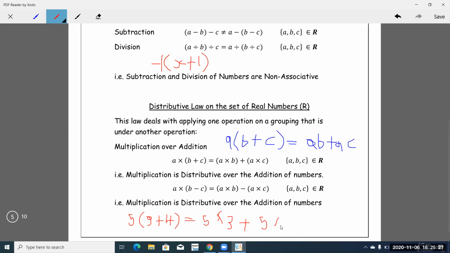So since we have 5 times 3 plus 5 times 4, that's just giving us 15 plus 20, which is 35. Now, if you were to just add 3 plus 4, you would get 7, and so you'd just be working out 5 times 7, which is 35. And so what we notice is that we're getting the same result. 5 times 7 is 35, and it's the same as 5 times 3 plus 5 times 4. So this is known as the distributive property. Nice.